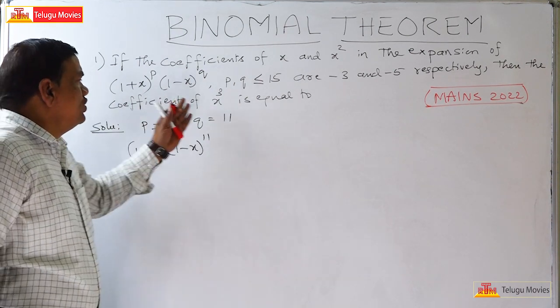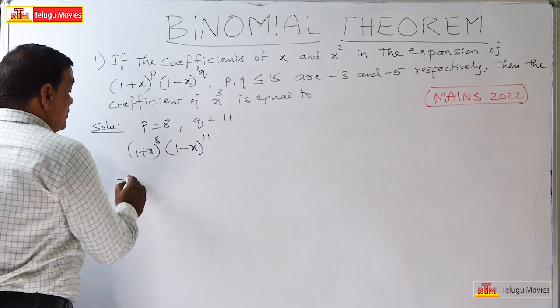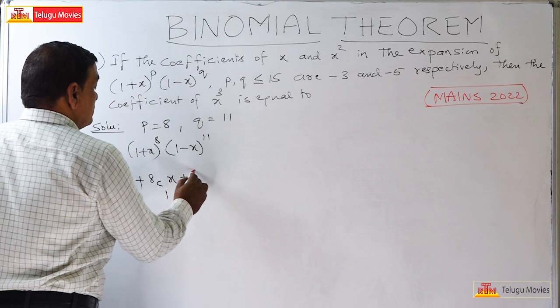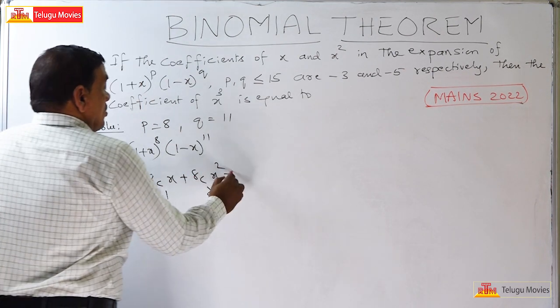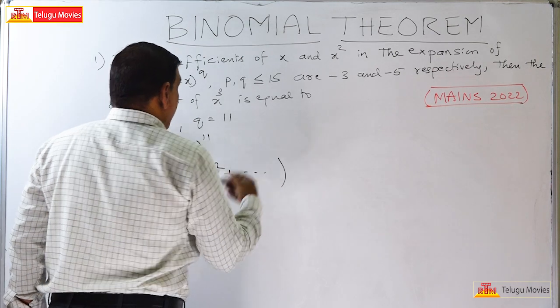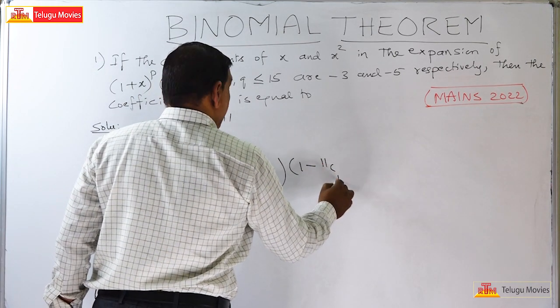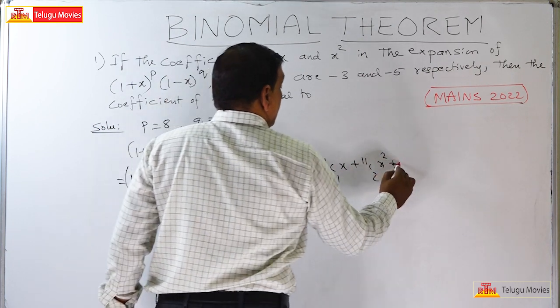Okay, now it is easy to find out the coefficient of x cube. So let us expand this. This is equal to 1 plus 8c1 into x plus 8c2 into x square plus so on. Okay, no need of remaining terms. So here, 1 minus 11c1 into x plus 11c2 into x square minus so on.